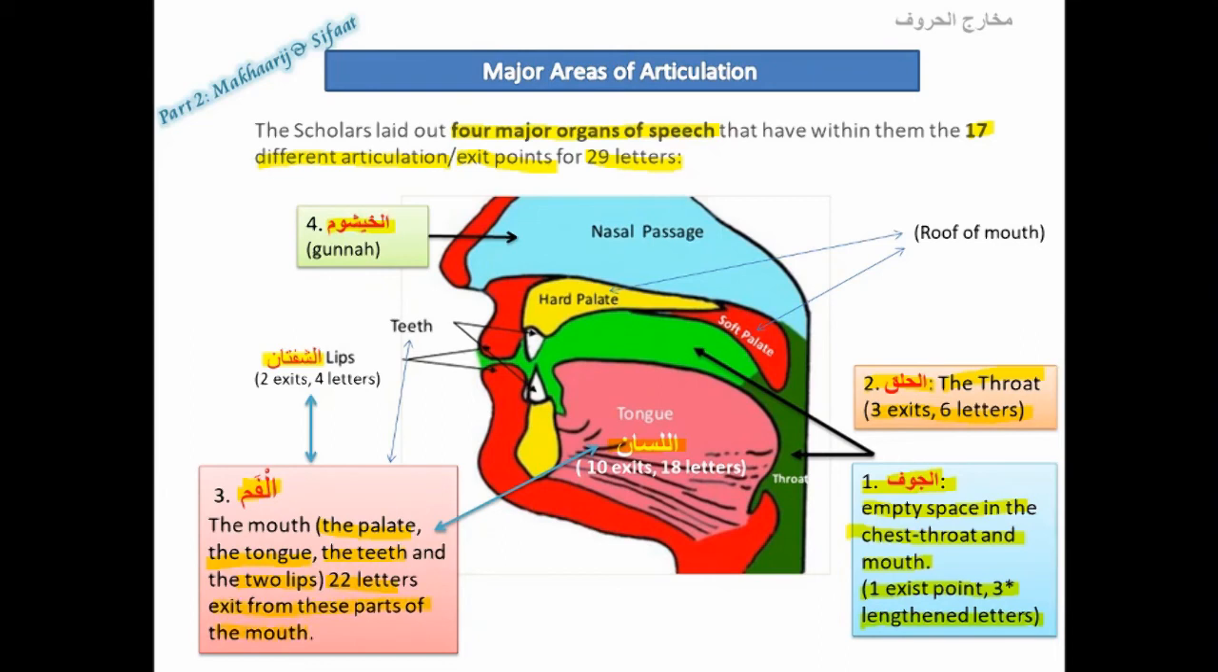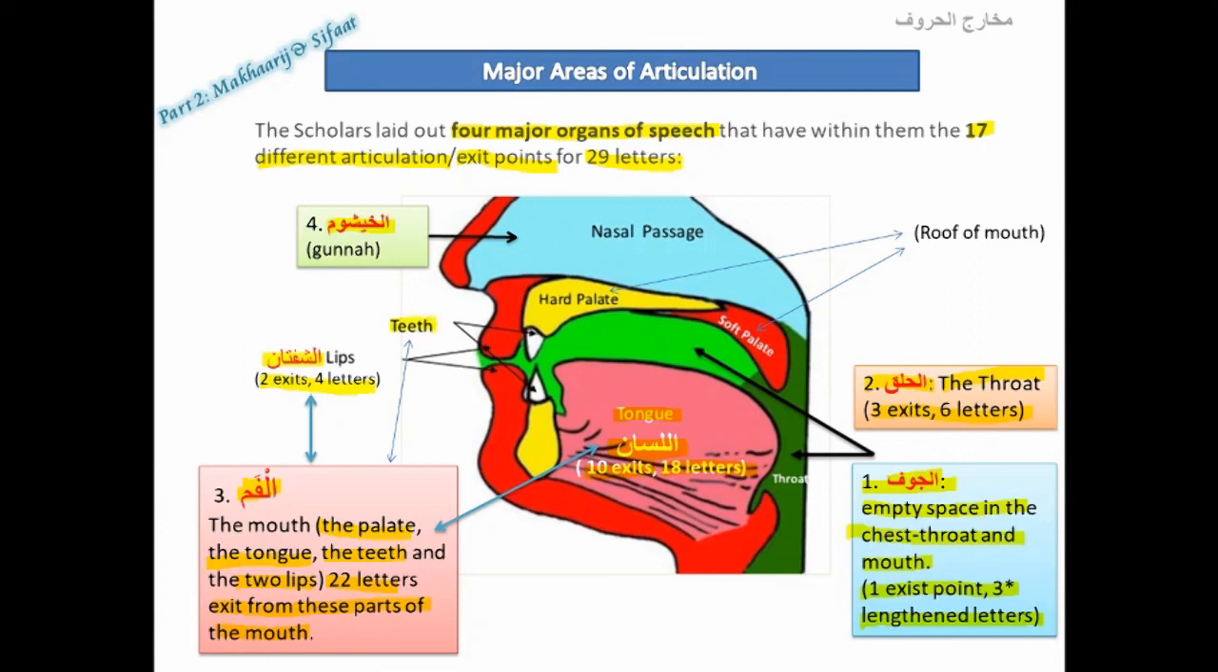And we have al-lisan, the tongue. It has 10 exits. Subhanallah, such a small organ, and it has 10 exits and 18 letters, because some of these letters share the same exit, and what differentiates them is the characteristics. Shafatan, the lips, have 2 exits and 4 letters, and included in al-fam is obviously the teeth.